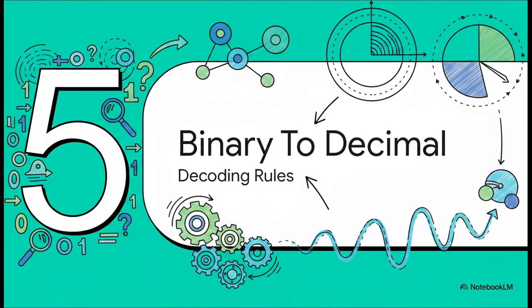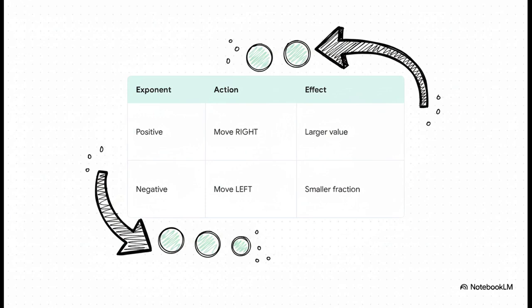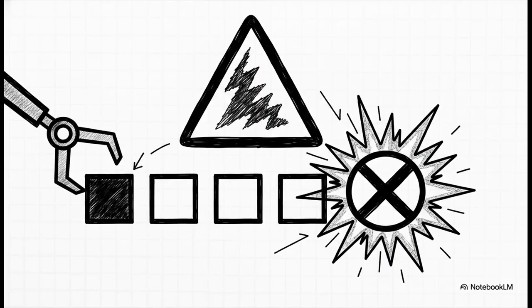Section 5. Binary to decimal rules. Let's flip the script and reverse engineer this whole process. Here's your directional cheat sheet for decoding on the exam. Super simple. A positive exponent, push the floating point to the right, making the value larger. A negative exponent, pull the floating point to the left, making the value smaller, which means it's a fraction.